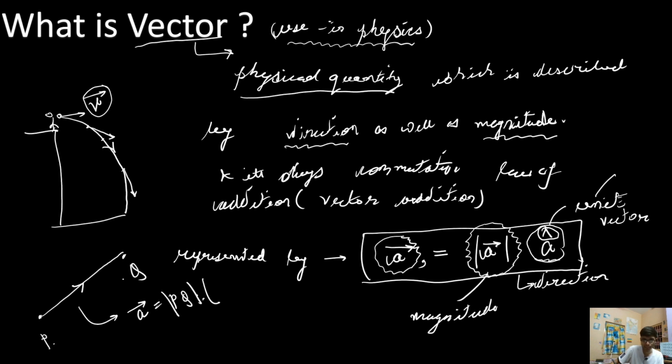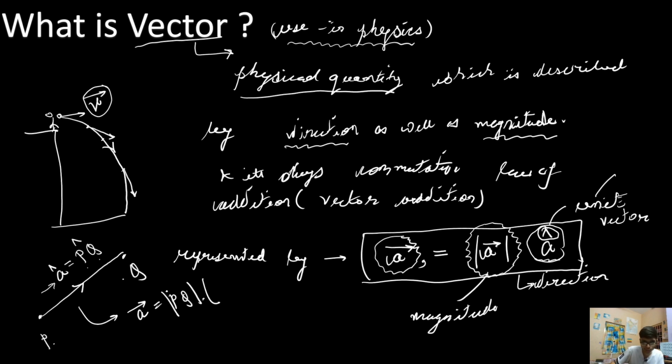multiplied by the direction in which it goes. The direction can be written as a cap. This a cap direction is given by the point from which it starts to the point to which it goes. So this vector can be represented by the direction a cap, and a cap can also be represented as PQ cap.